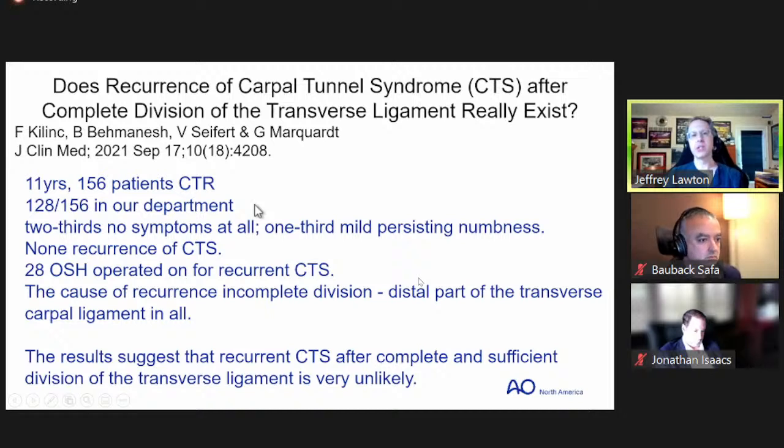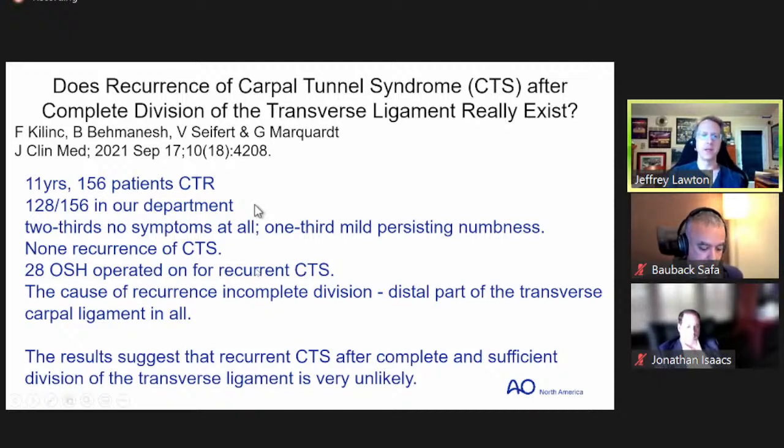So then that brings up the question of, is there such a thing as recurrence? And most people do think so. Most have seen it. This is a group of actually neurosurgeons from Germany, and their article interestingly contended that it doesn't exist. They reported on their 11-year experience with 156 carpal tunnels, so not a tremendous volume of carpal tunnels. 128 of those were done from their department, and in those, 2/3 were completely relieved of symptoms, and 1/3 had some mild persistent numbness, but none were found to have a recurrence.